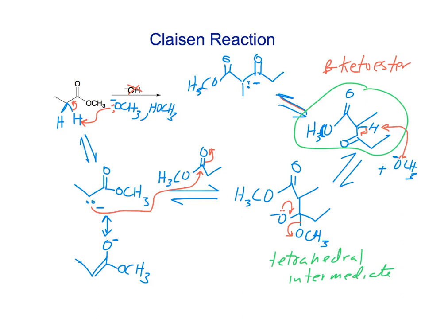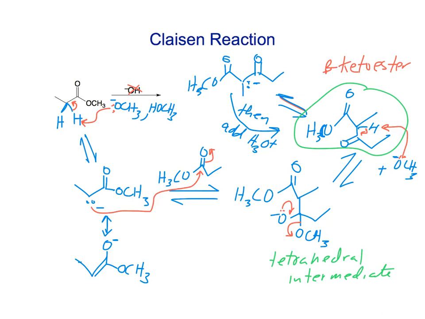So we're going to get to this product, and then in another step we add some dilute acid, just a strong enough one to protonate the enolate. We don't want to start ester hydrolysis or anything like that, but we can add some acid just to quench the reaction, just to neutralize it.